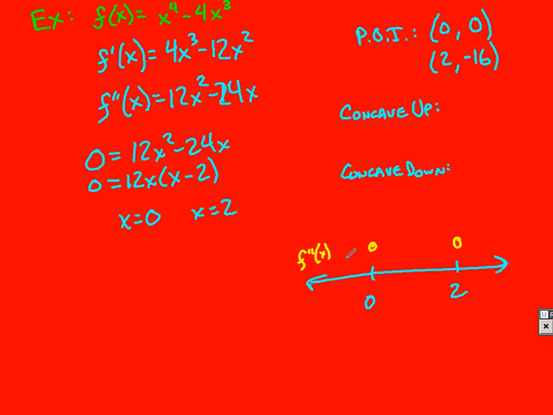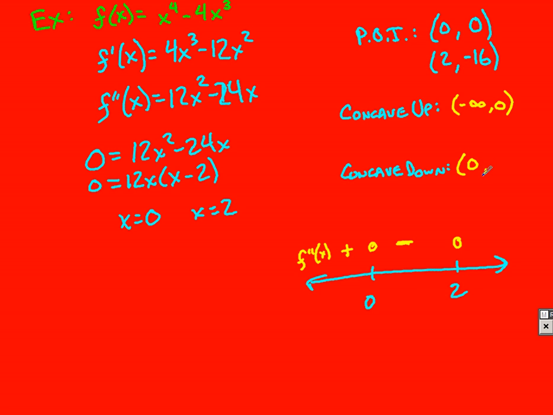If I pick some number less than 0, I would have a negative times a negative, which would be a positive value, which means this should be a concave up region. So from negative infinity to 0 is concave up. If I plug in a number between 0 and 2, say 1, I would have a positive times a negative, which means this is a negative value.